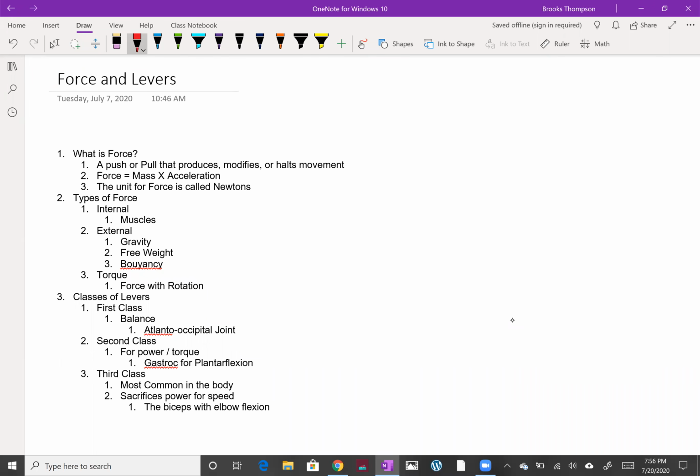This quick lecture is on force and levers. There are a few questions on the exam about this in general, but it's more important that we really understand these concepts because it helps us understand how the body is moving.